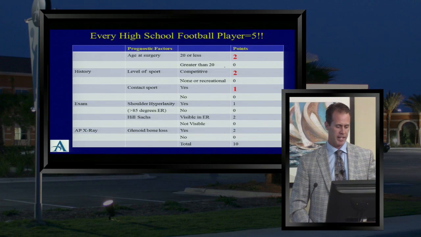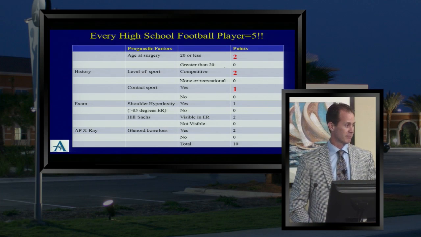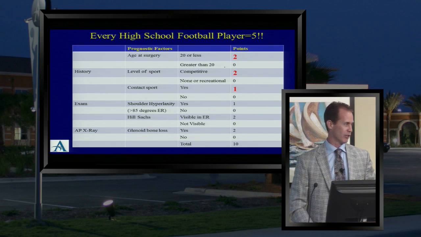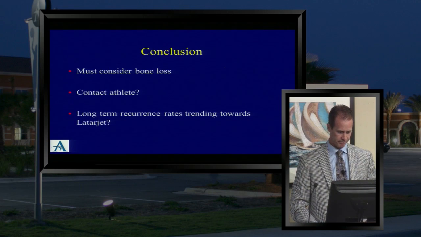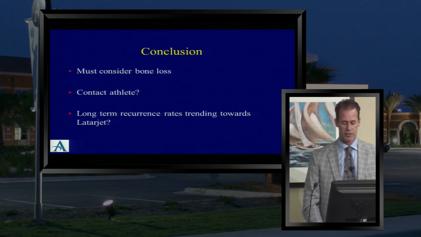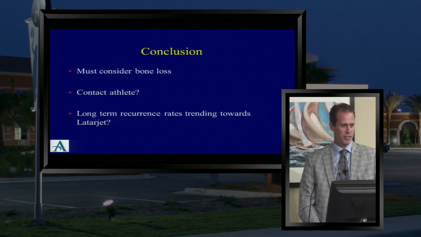And so I thought of it like this. If I put any stock into Pascal Boileau's ISIS score, every high school football player in this country starts at a 5 before you even do an examination or take an x-ray. And so they are already halfway to that 70% recurrence rate. Basically, if they have any hyperlaxity, if they have any bone loss on either side, that bumps them above the threshold where he would expect an unnecessarily high risk of recurrence. That's every high school football player and half of the college football players. So, the conclusion: consider the bone loss, consider the athlete, and our long-term recurrence rates are trending towards treatment with Latarjet.